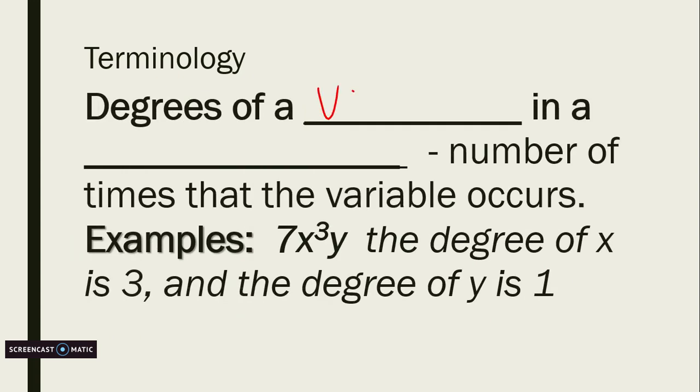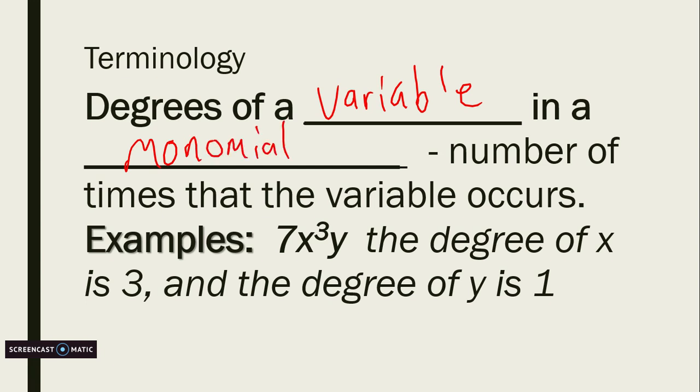The degrees of a variable in a monomial: the number of times that the variable occurs. And so the degree of x to the third power is 3 because x occurs 3 times. Because you have an exponent of 3, so it'd be x times x times x, so that's 3 times. And the degree of y is 1 because we know that if there's no exponent given, the exponent is 1. So degrees of a variable in a monomial, it's basically whatever the exponent is attached to that variable.